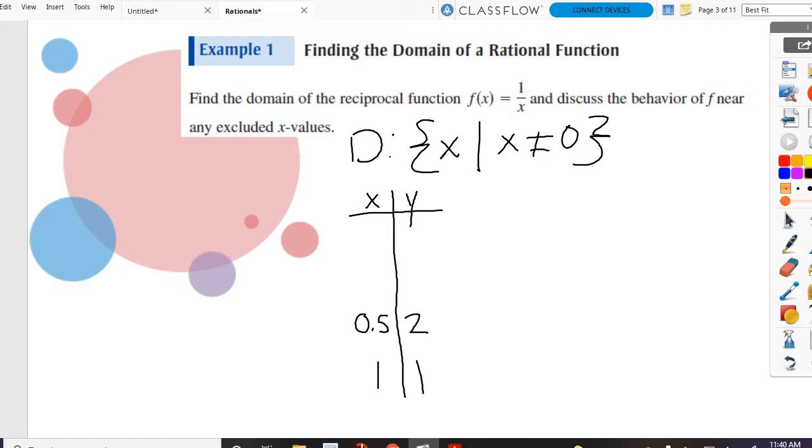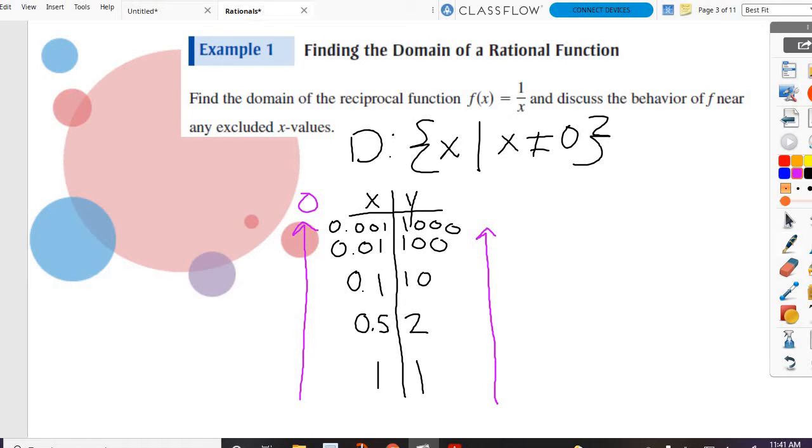Alright, can we get closer to 0? 0.25 or 0.1. What do we get if we plug in 0.1? What about 0.01? What about 0.001? So if we're looking at our x values, as our x values are getting closer to 0, what's happening to our y values? They're going up, they're getting bigger. So what would we say they're going towards? Positive infinity.